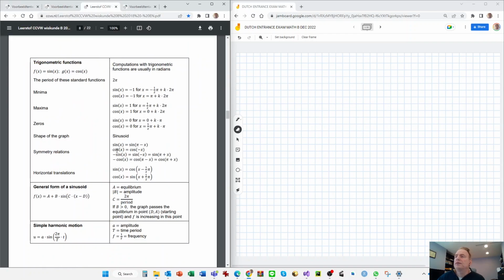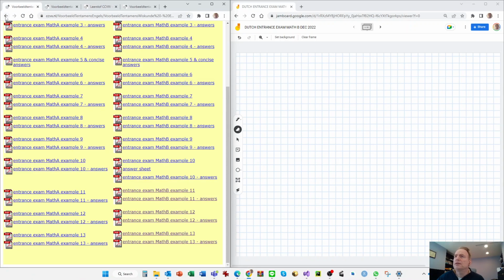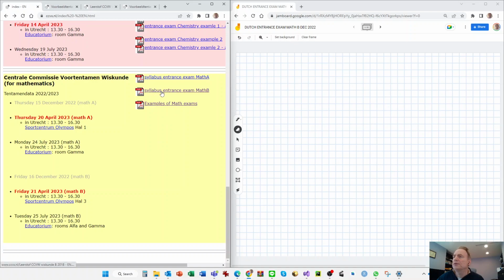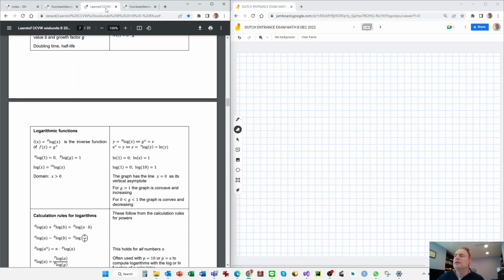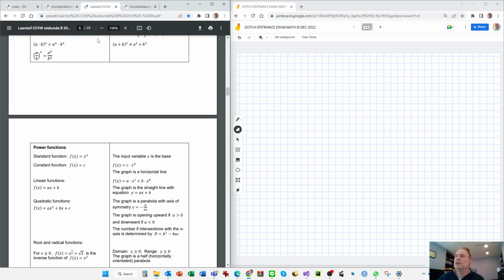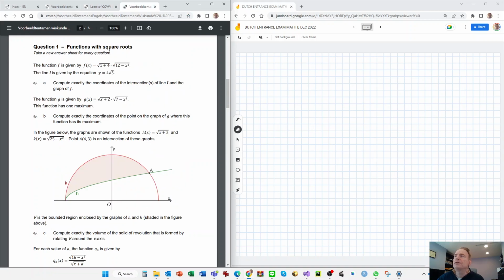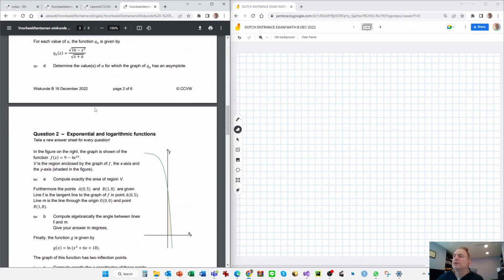The other material that you need to know is in the so-called syllabus. They call it the syllabus entrance exam MES B, which gives all the required knowledge. It's 22 pages, which you really have to go through and make sure you understand everything there to be successful. So here, the December 2022 exam has a total of 4 questions.